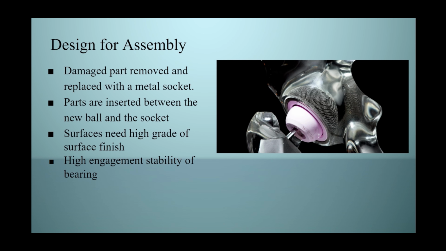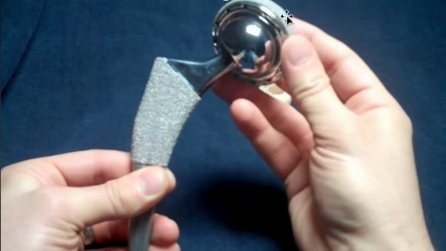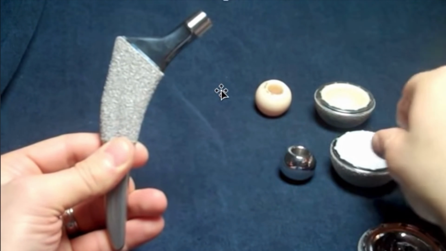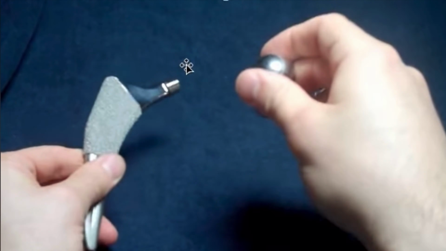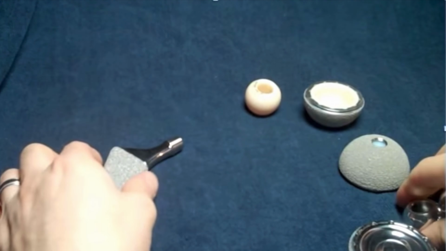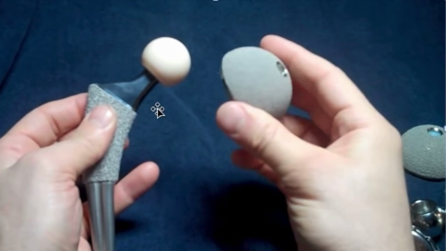Next is design for assembly. The damaged cartilage is removed and replaced with a metal socket. Screws or cement are sometimes used to hold the socket in place. A plastic, ceramic, or metal spacer is inserted between the new ball and the socket to allow for a smooth gliding surface. The bearing surfaces of the ball and socket need to have a high grade of surface finish and to maintain a high engagement stability of bearing when a patient takes different kinds of motion.